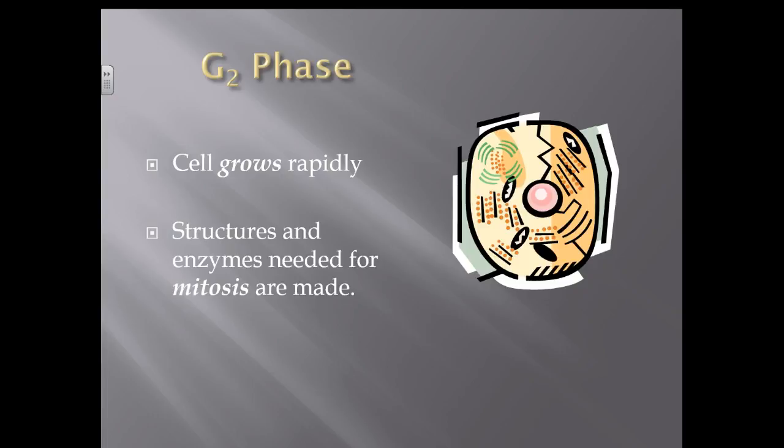G2 is the last part of interphase, and in this, the cell is going to grow some more, and some of the structures and enzymes that are needed for mitosis, things like spindle fibers, are going to start to be made in G2.